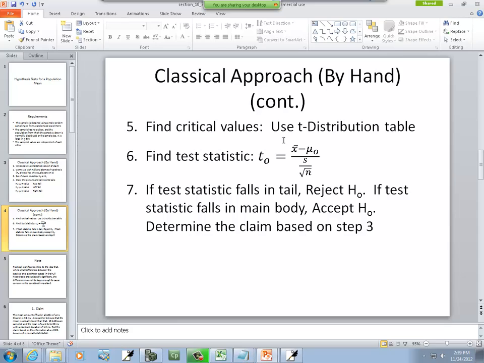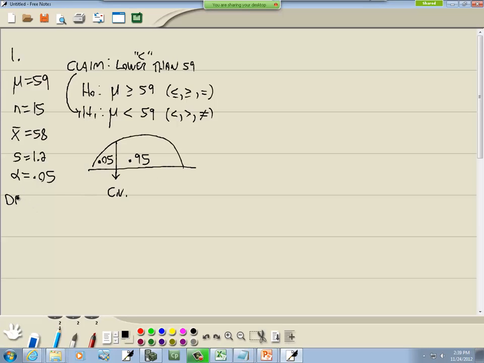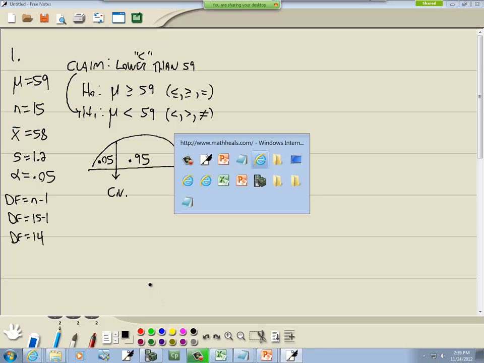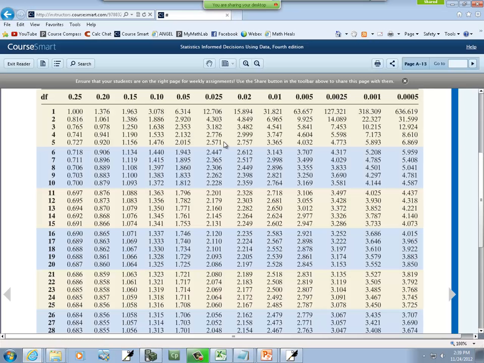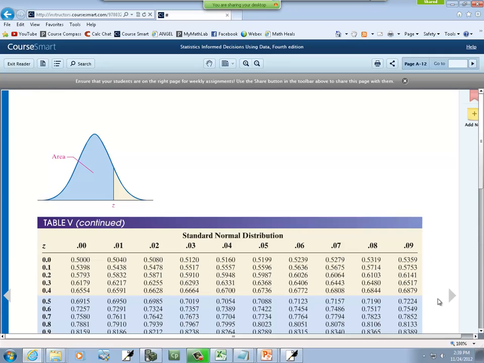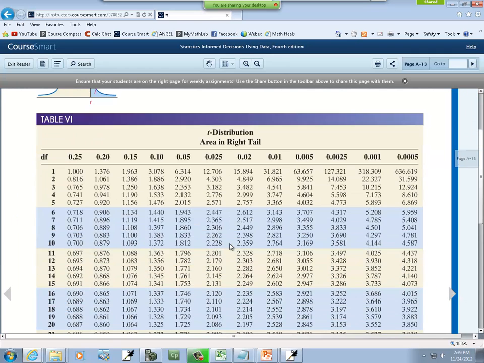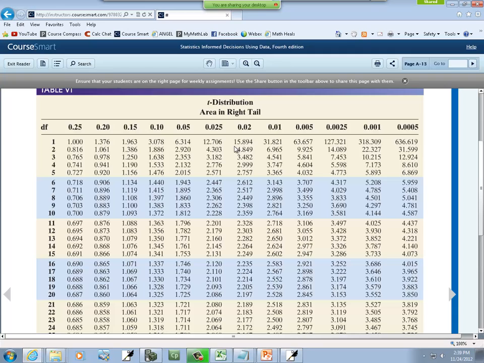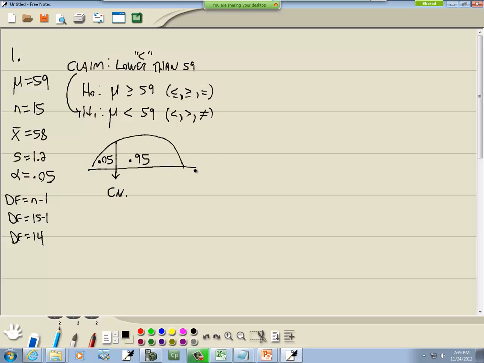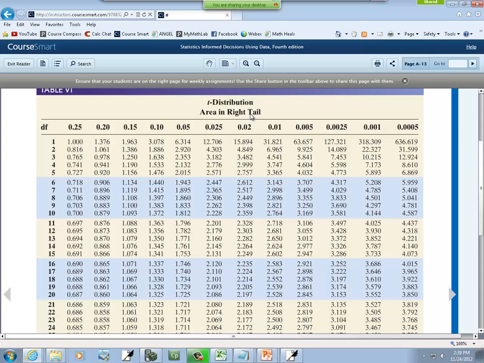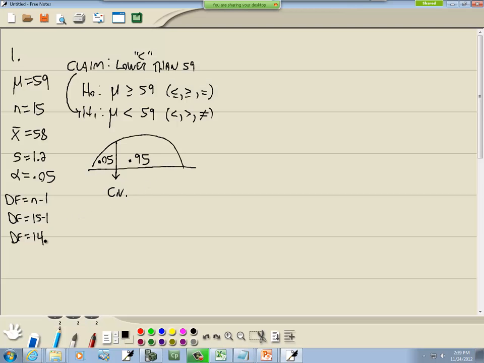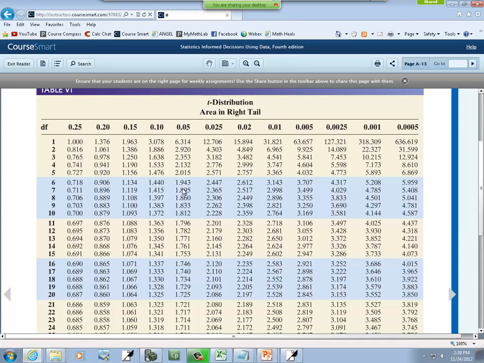Now for our critical value, it says use the t-distribution table. Well, for the t-distribution, I need degrees of freedom, which is n minus 1. N in this problem we said is 15. And 15 minus 1 gives us 14. And this is our t-distribution table. Now notice it says area in the right tail. That's wrong. It should say area in one tail. We don't even have a right tail here, do we? So area in one tail is 0.05, and degrees of freedom is 14. So 0.05, this column, and 14, we get 1.761.